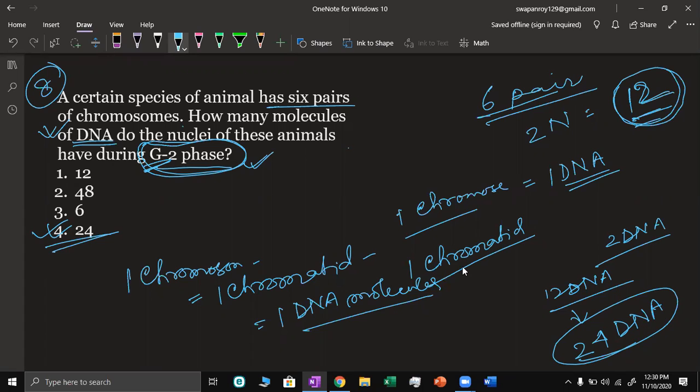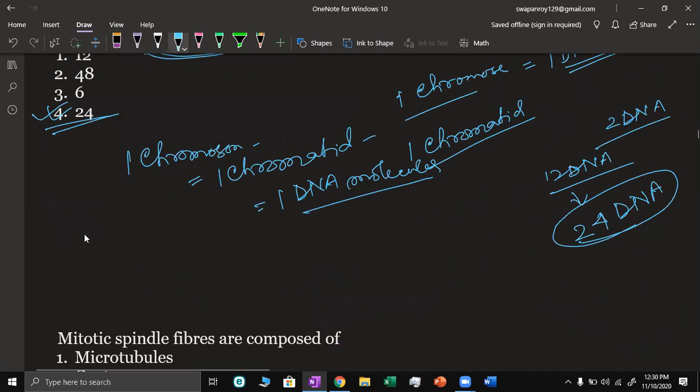Say this in the prophase. In prophase, each chromosome is with two chromatids. Means each chromosome has two DNA molecules. In metaphase also the same, but in anaphase the sister chromatids separate. And now from anaphase to telophase, one chromosome means one DNA molecule. One chromosome, one chromatid, one DNA molecule.